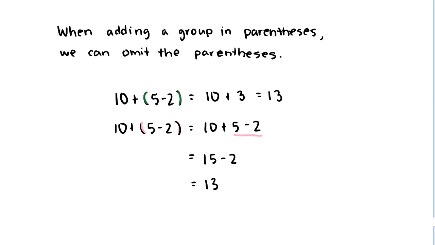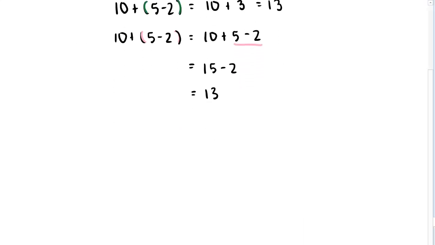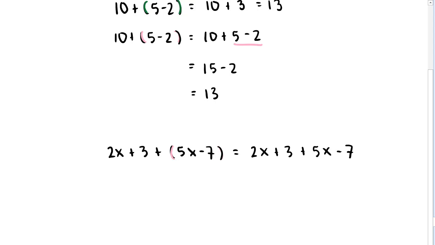And so this is the same even when we start dealing with expressions that include variables. If I look at the expression, let's say 2x plus 3, and then I'm adding on this group in parentheses, 5x minus 7, what I'm saying here is that these parentheses that we're adding on in this expression, we can drop them. So this is the same as 2x plus 3 plus 5x, and then I still have that minus 7. The signs of the terms inside that group are going to remain the same.